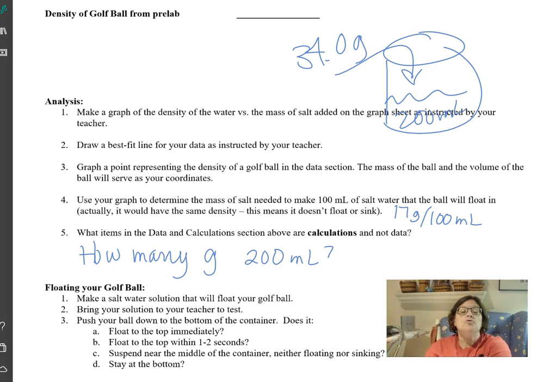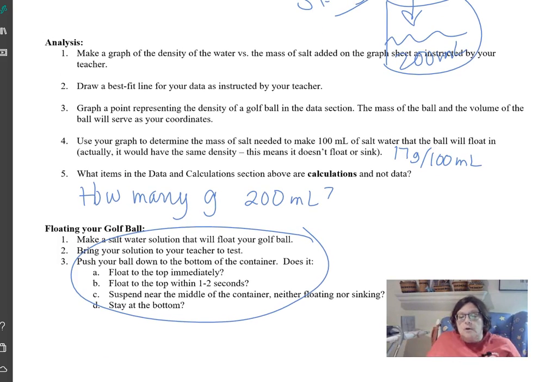When you have your solution prepared, you will have Mrs. Heiderich come around with the golf balls, and you'll test your golf ball and see if it floats. All right? And you'll answer the questions down here. That, my friends, is our first lab. Well done.